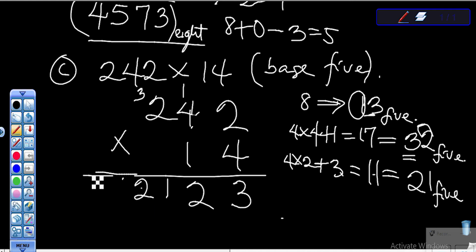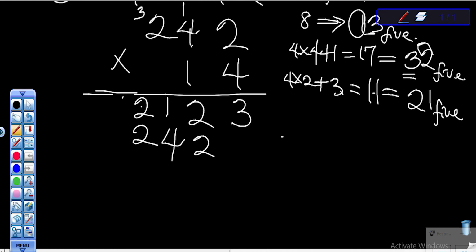To be 2, 1, 2, 3. Then the other line of multiplication is 1 times 2, which is 2. That's easier. 1 times 4, which is 4, and 1 times 2, which is 2. Because every figure that I just multiplied is in base 5, I have to add it up in base 5 also.